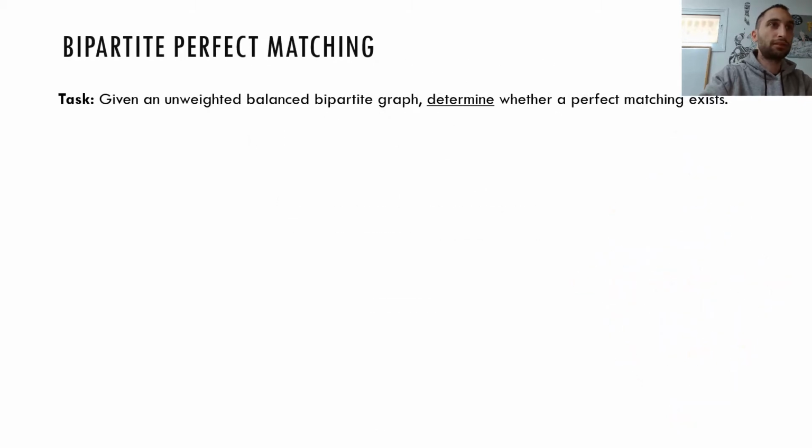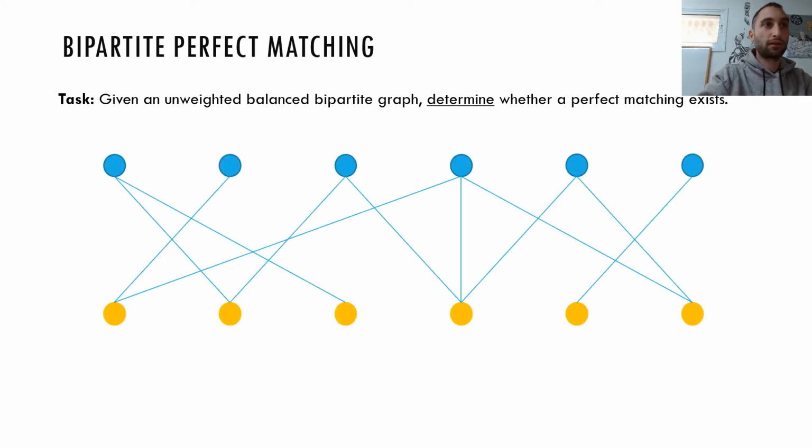So to begin, let's talk about perfect matchings in bipartite graphs. Say you're given an unweighted balanced bipartite graph. It has n vertices on each side, and you want to determine whether a perfect matching exists. That is, a set of edges which is incident to every vertex exactly once. For example, like this, or maybe this.